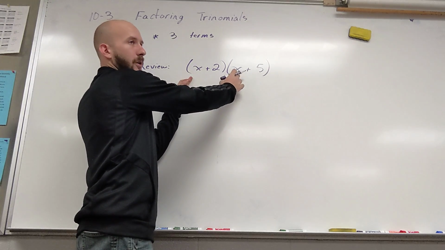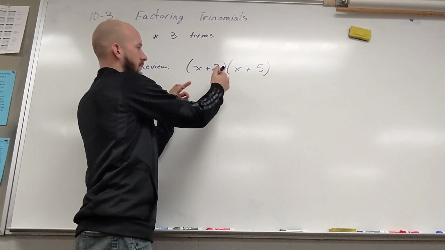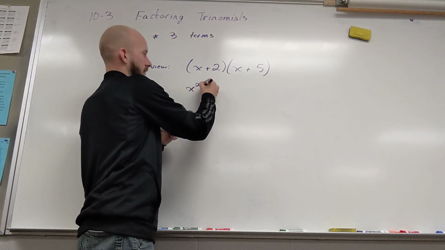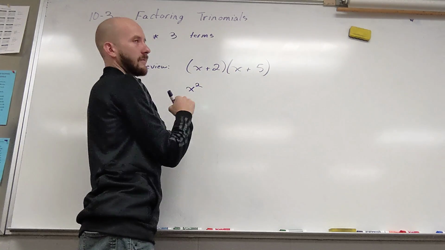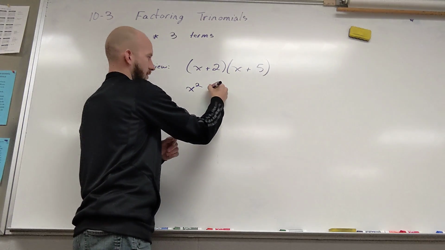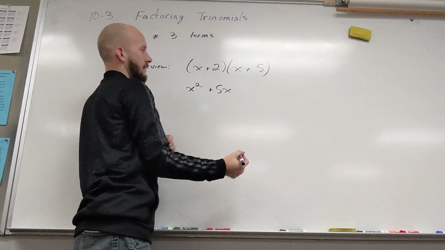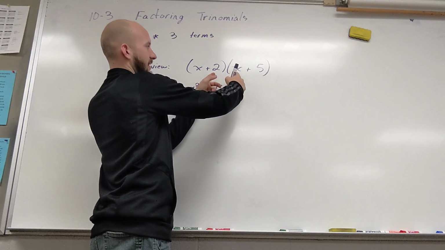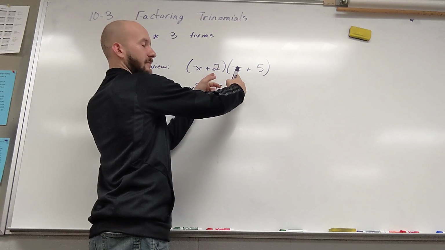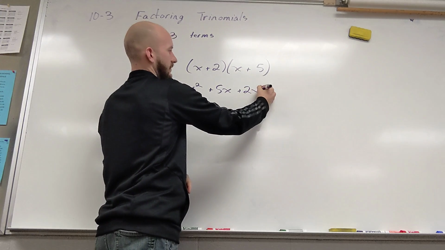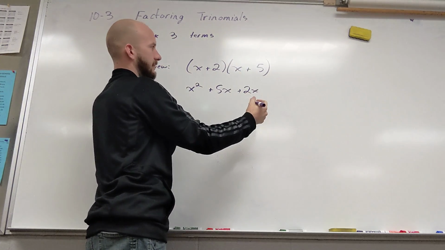So first, multiply x times x. X squared. Okay, outer, 5x. So put plus 5x. Inner, 2x. And last, 10.